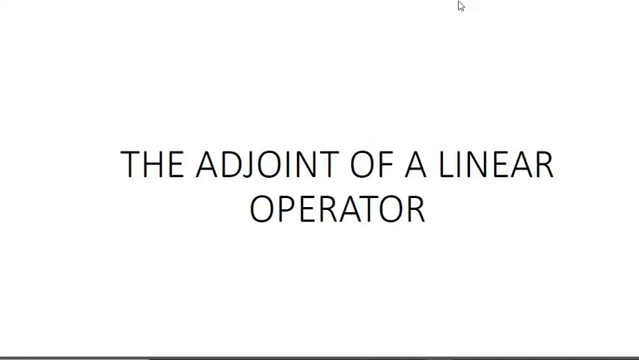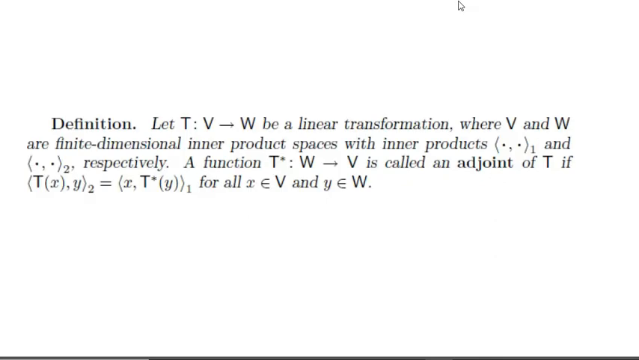Now next we see the adjoint of a linear operator. Suppose T is a linear transformation from V to W with inner products on V defined by inner product subscript 1 and on W by subscript 2. Then the function T star from W to V is called the adjoint of T if the inner product of Tx comma y, under the inner product defined for W, is equal to the inner product of x comma T star y for every x in V and y in W.